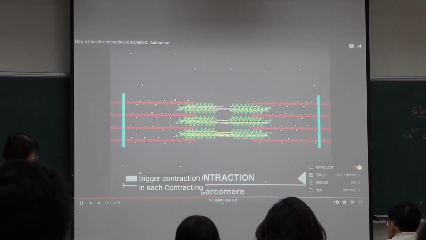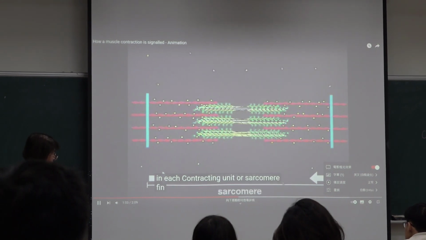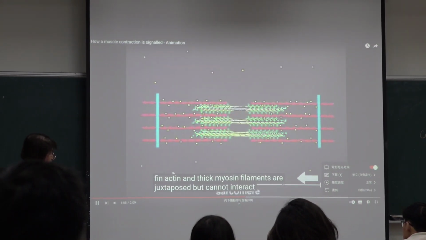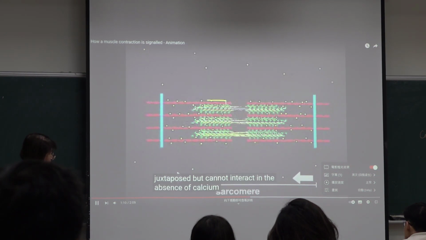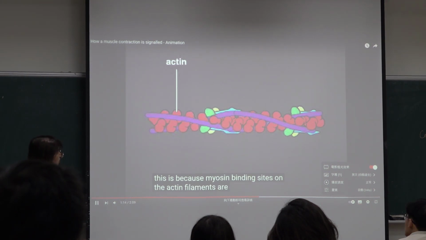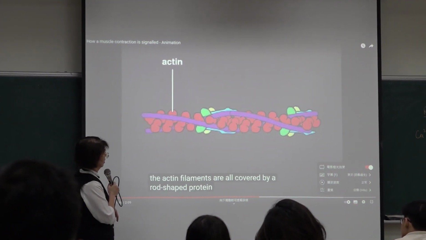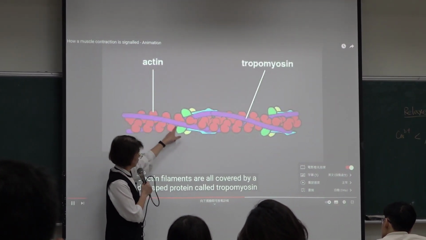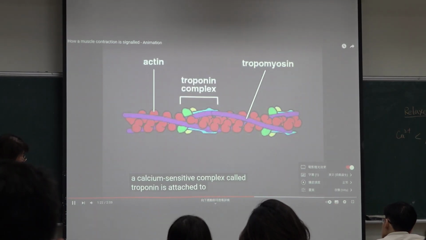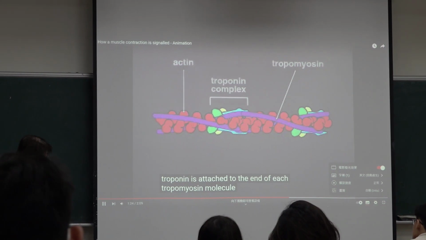In each contracting unit, or sarcomere, thin actin and thick myosin filaments are juxtaposed, but cannot interact in the absence of calcium. This is because myosin binding sites on the actin filaments are all covered by a rod-shaped protein called tropomyosin. A calcium-sensing complex called troponin is attached to the end of each tropomyosin molecule.